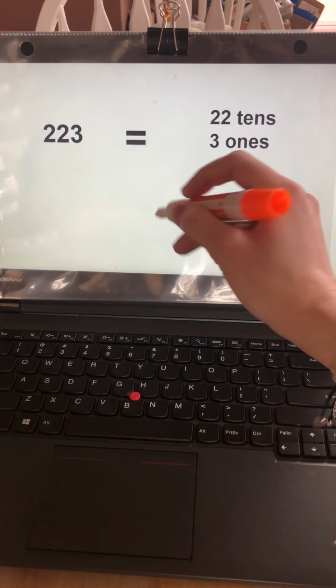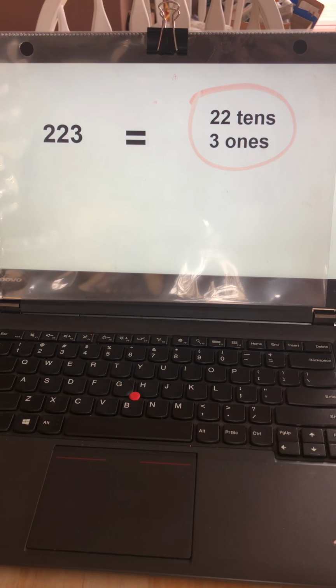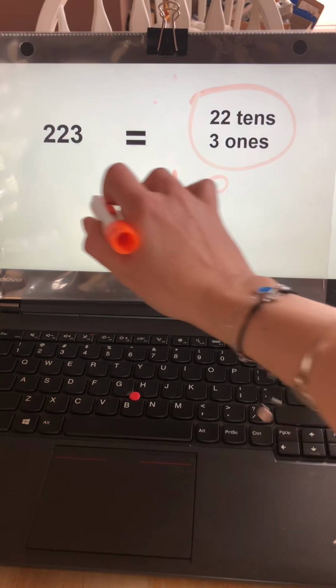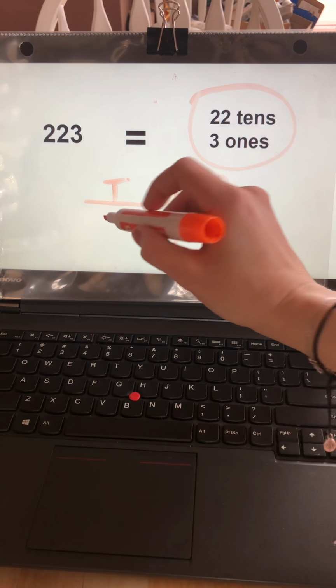Let's prove it. Okay, so do I have any hundreds here? No, I only have tens and ones. Make my tens and my ones. Okay, how many tens do we have? Yeah, 22. All right, Mr. Manko is gonna make 22 tens.